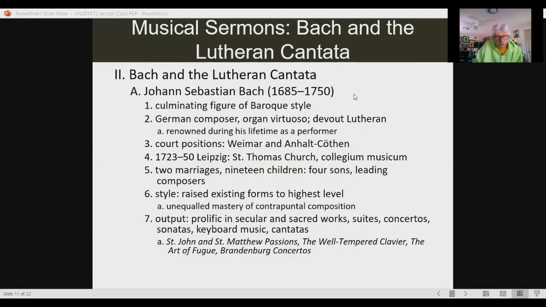So again, Bach, 1685 to 1750, culminating figure of the Baroque style. He was like the high point and the end at the same time. He actually played the organ and was a virtuoso, and he was hired often to travel great distances to churches that had a new organ, where he would tune it and regulate it to work at its best. And he was famous for just sitting down at the organ and improvising music.